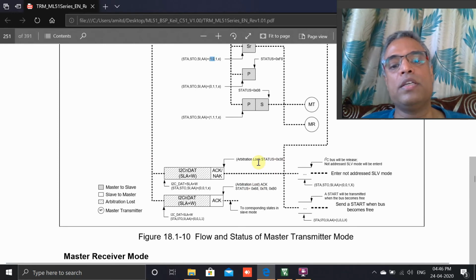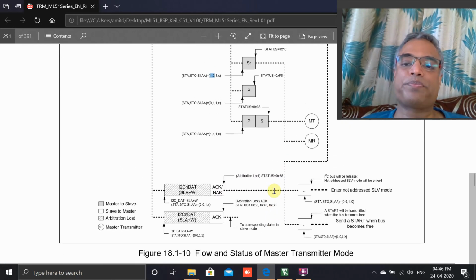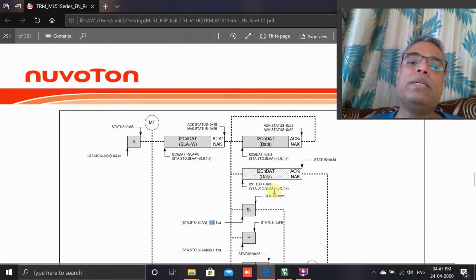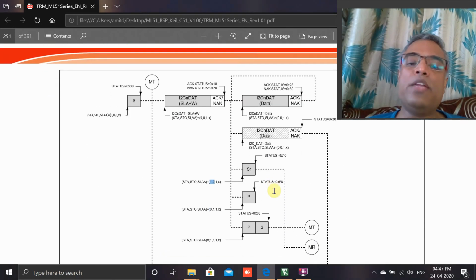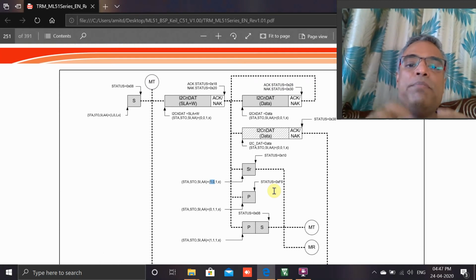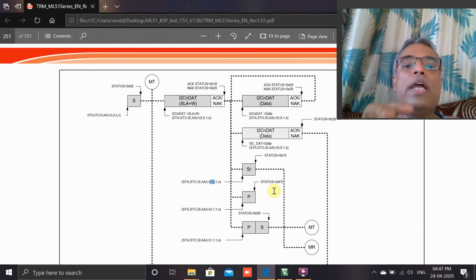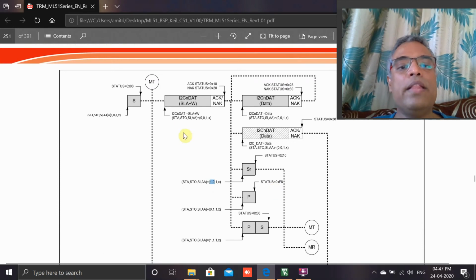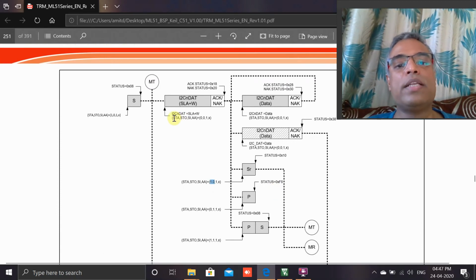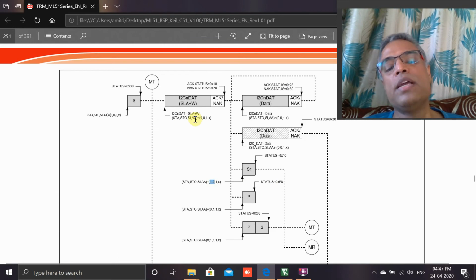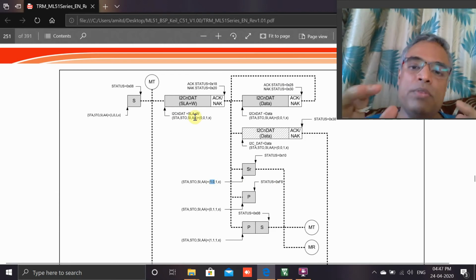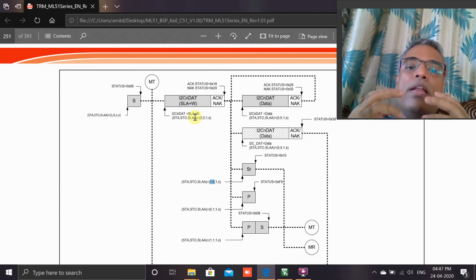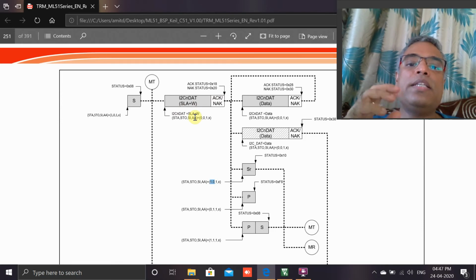You have 38H for ACK-NACK. If it's only ACK, you may get 68, 78, B0. These are the codes. So now this is about master transmitter mode. The main thing to keep in mind is that this is an action reaction scheme. You write your data to the I2C DAT register. You set your control bits in the I2C control register, that is your STA, STO, SI and AA bits, and based on that some action will be generated, and depending on what action is generated, the status is set.